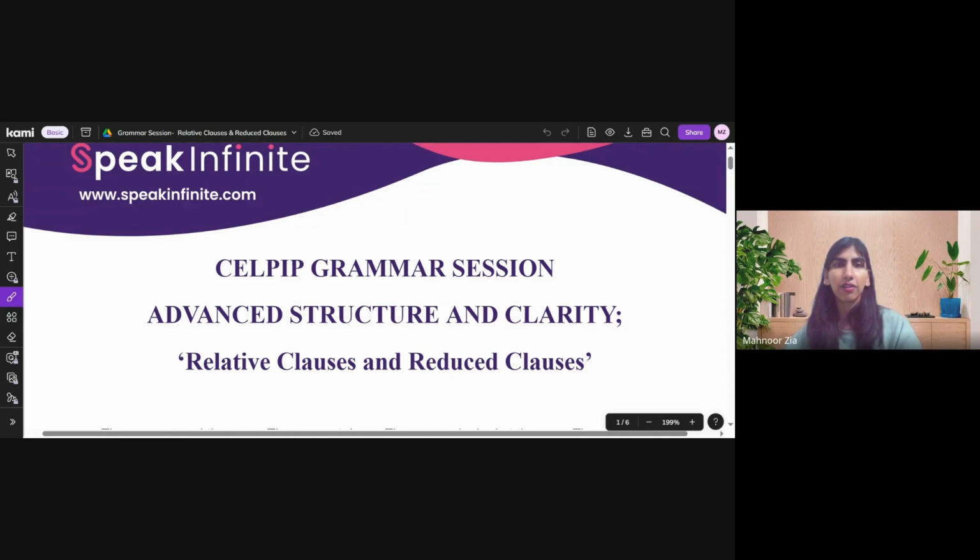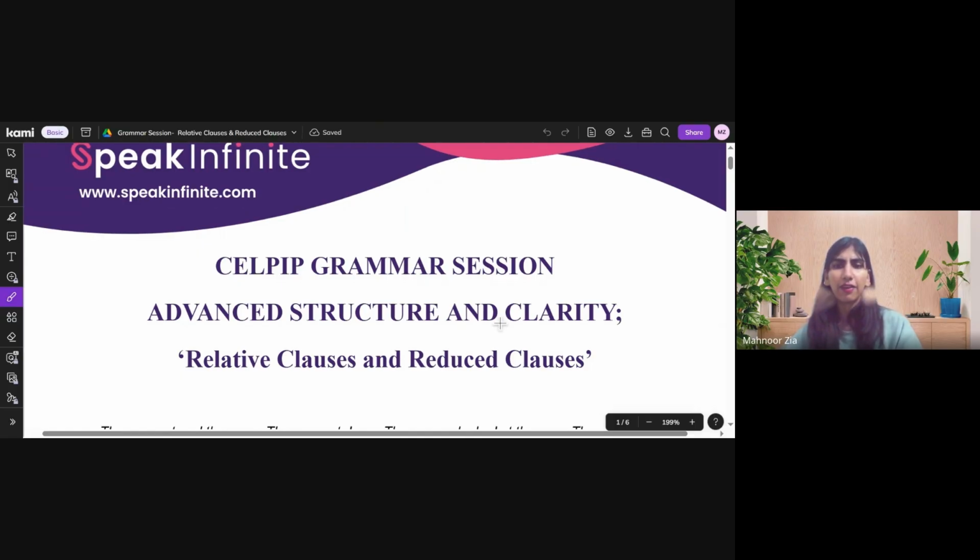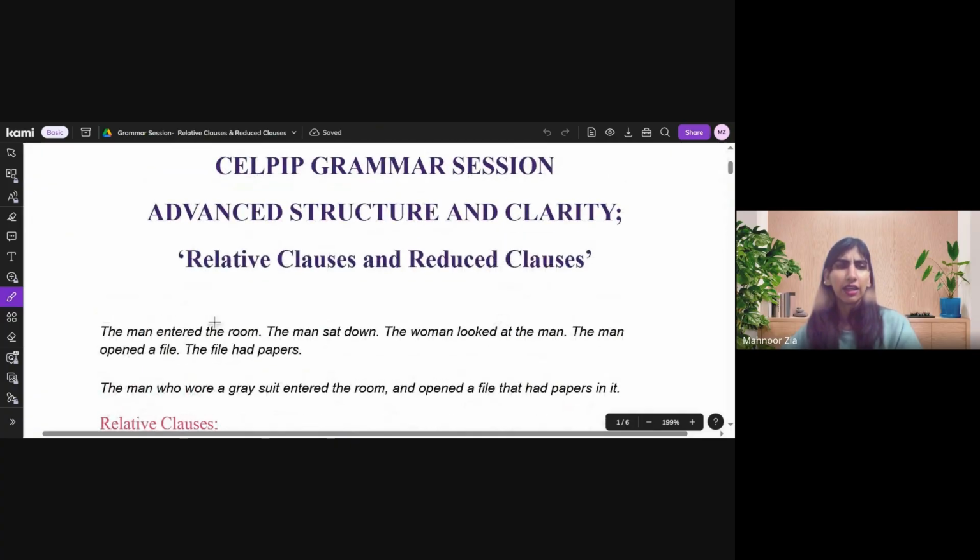Okay, then if not, let's understand for ourselves what a relative clause is. So basically, I have a very small passage over here, this one line. Can I have anyone read it out loud?